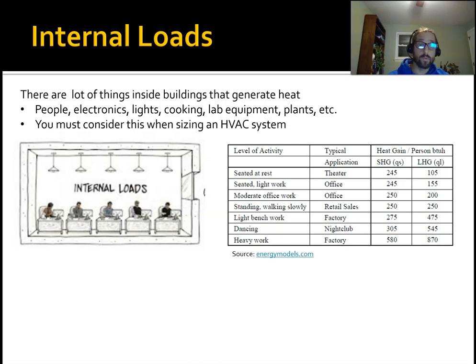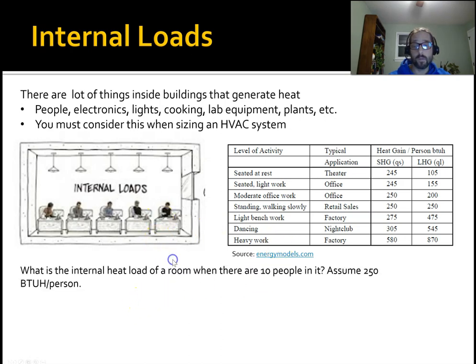Again, we need to size the HVAC system to keep it at a comfortable temperature. Well, in the summer, in the cooling season, you have heat that's trying to get in through the building shell and building envelope, but you also have all these internal loads that are adding heat to the building, and so your HVAC system has to compensate for that. And it can add up to quite a bit.